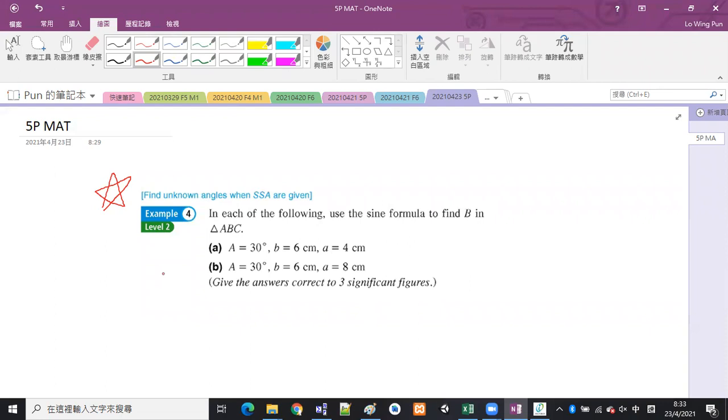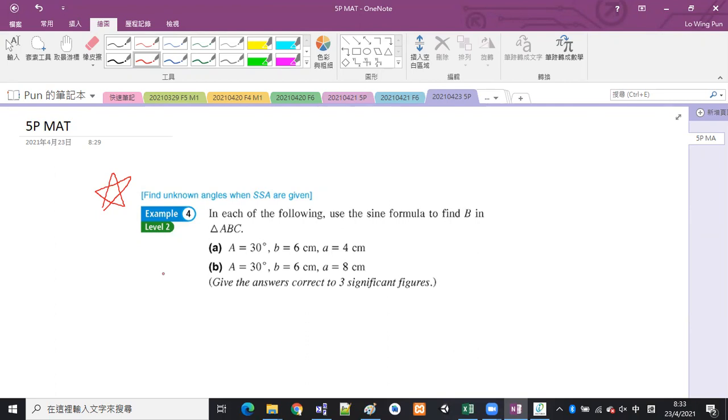I'll demonstrate to you. Just remember this, okay? There will be two possibilities, and sometimes we have to reject one of them. But we just think about two possibilities first and see whether we should reject it.